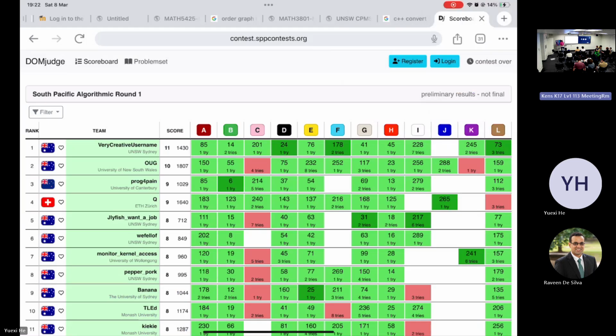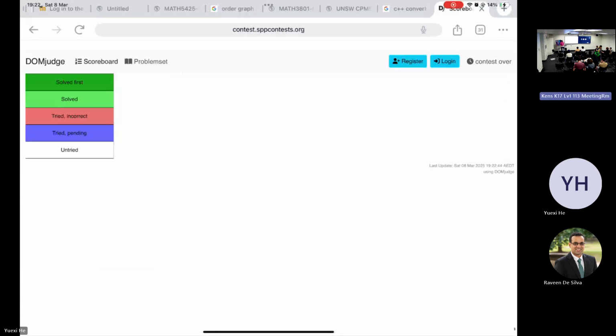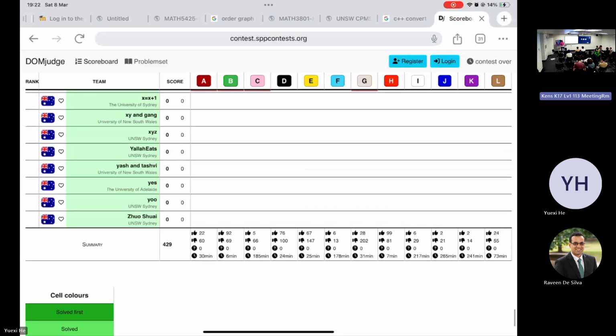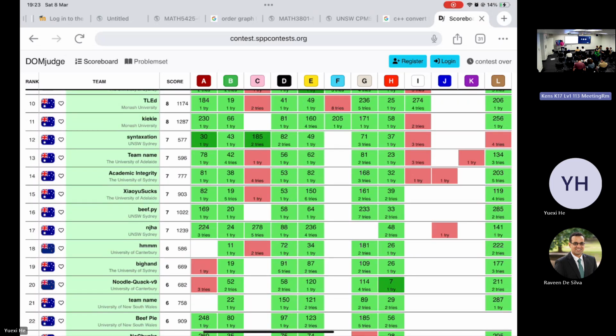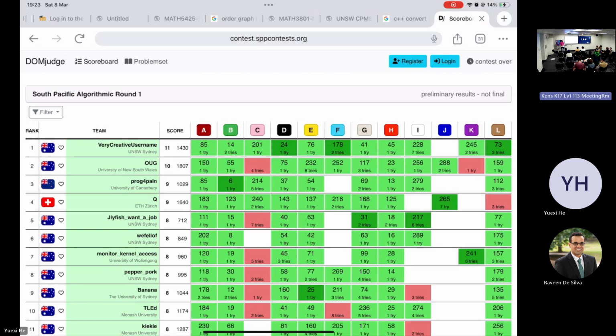Cool. So how did we end up? Scrolling past a lot of empty ones. It reminds me of the IC one. So we have nearly 100 solves on B and H, not quite as many on D and E, and then 20 something on A, G, and L, and very few on the other problems. That makes a lot of sense.